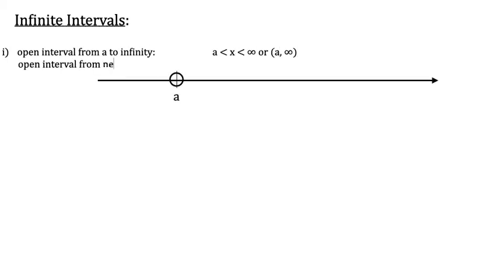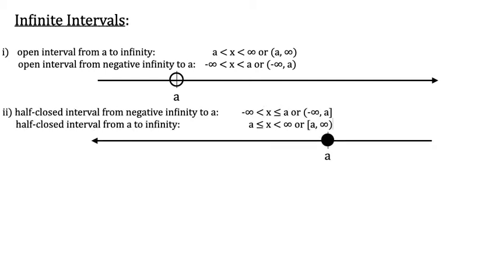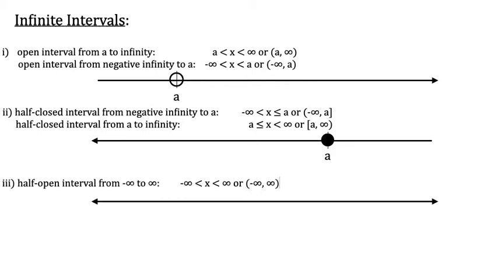There are also infinite intervals. There are three main kinds. There's open intervals, which can go from a to infinity, or from negative infinity to a, but do not include a. There are half-closed intervals, which can go from negative infinity to a, or from a to infinity. This one does include the a. And then there are intervals from negative infinity to infinity. The interval from negative infinity to infinity is usually just considered all real numbers.